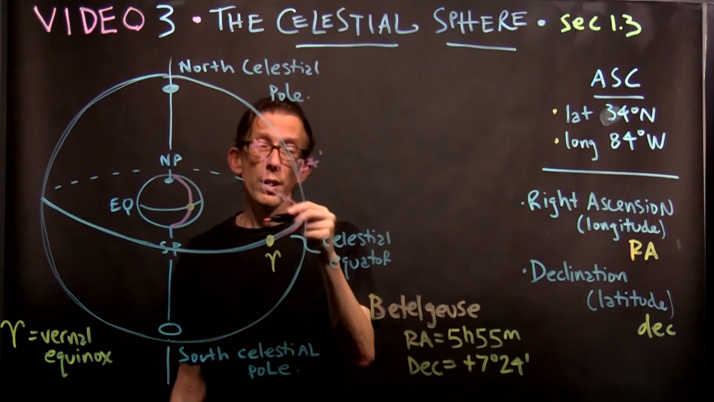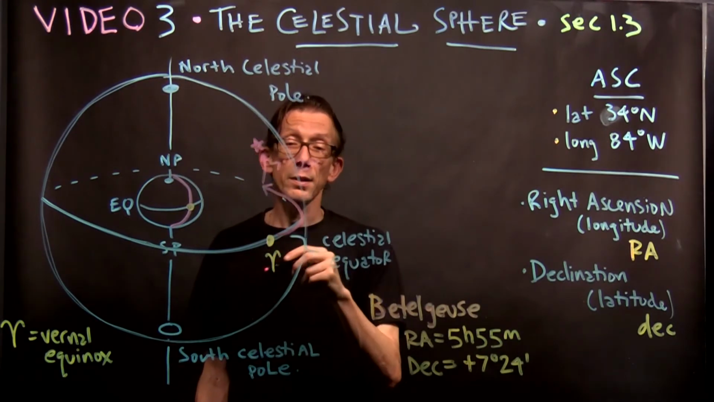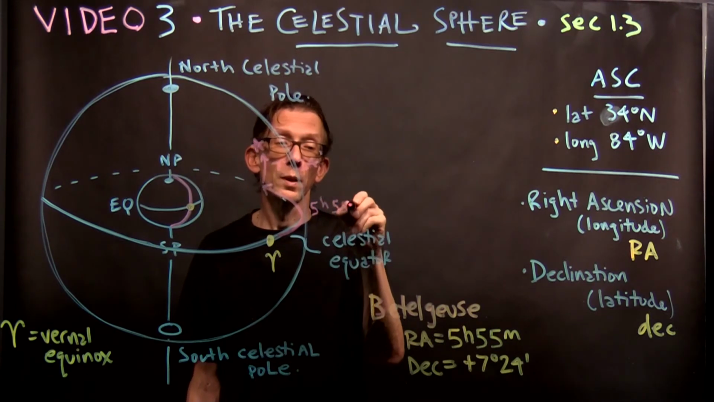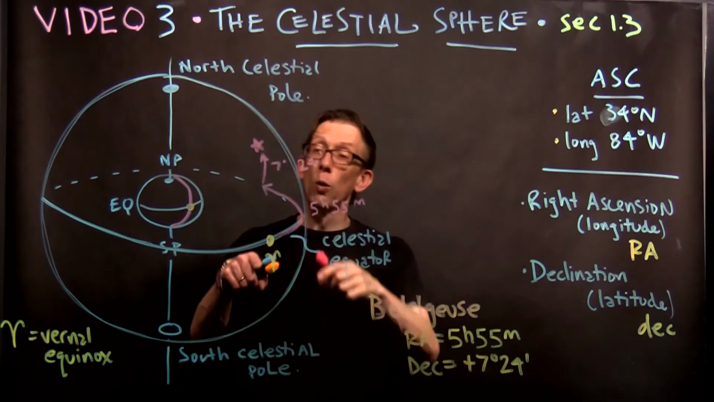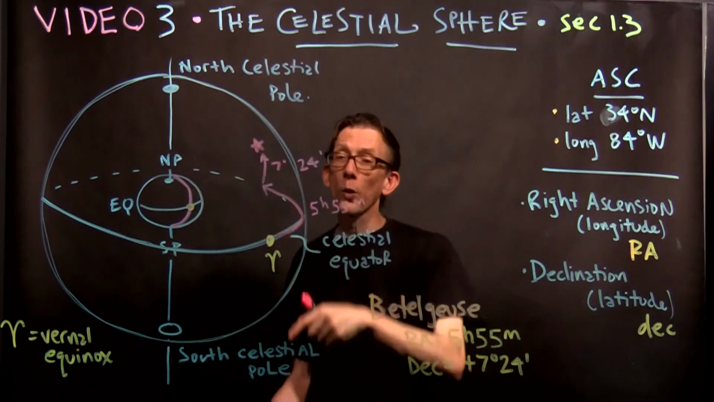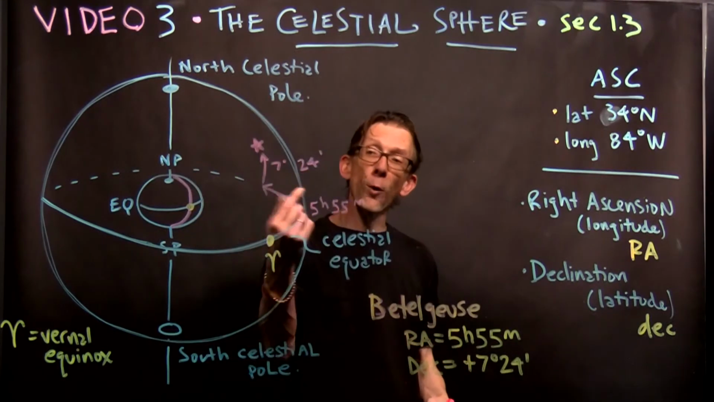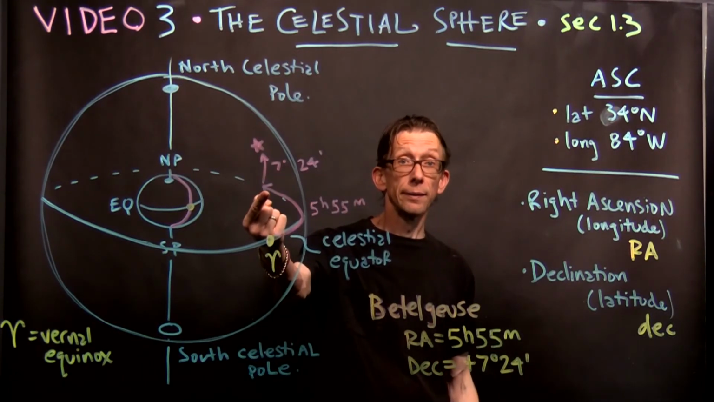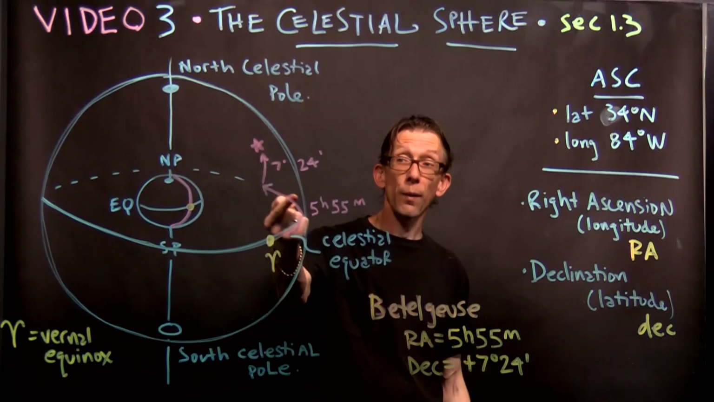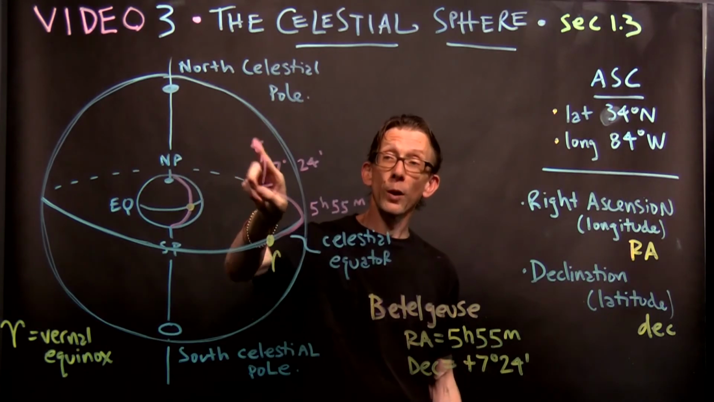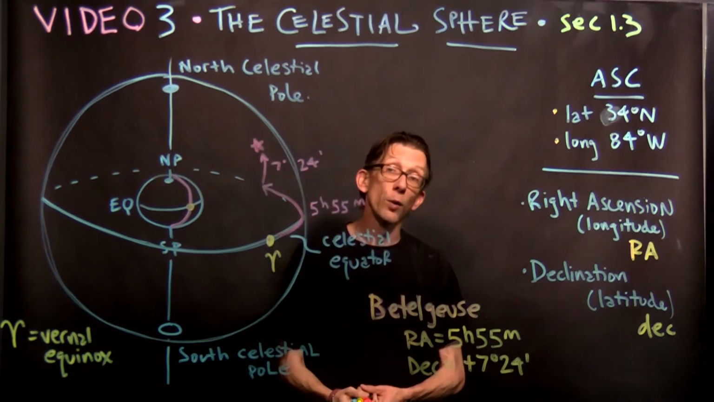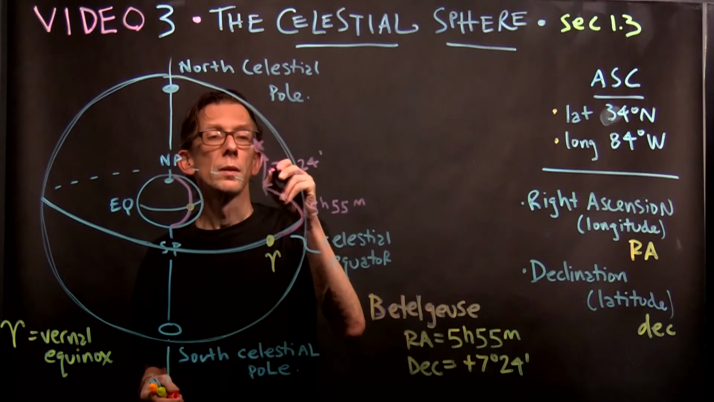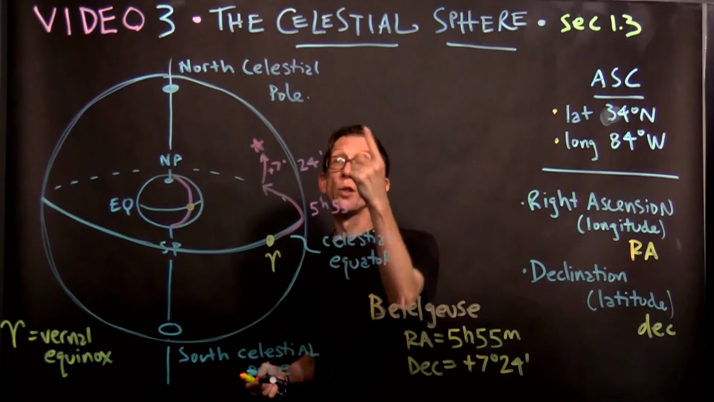And this arc here going back to the back of the celestial sphere, this goes to 5 hours and 55 minutes. So if you imagine the whole equator being 24 hours around, we only have to go maybe a fourth of the way around to get to 5 hours and 55 minutes. About a fourth of the way around. And then up from the equator 7 degrees 24 arc minutes. And this is plus because we're going toward the north.